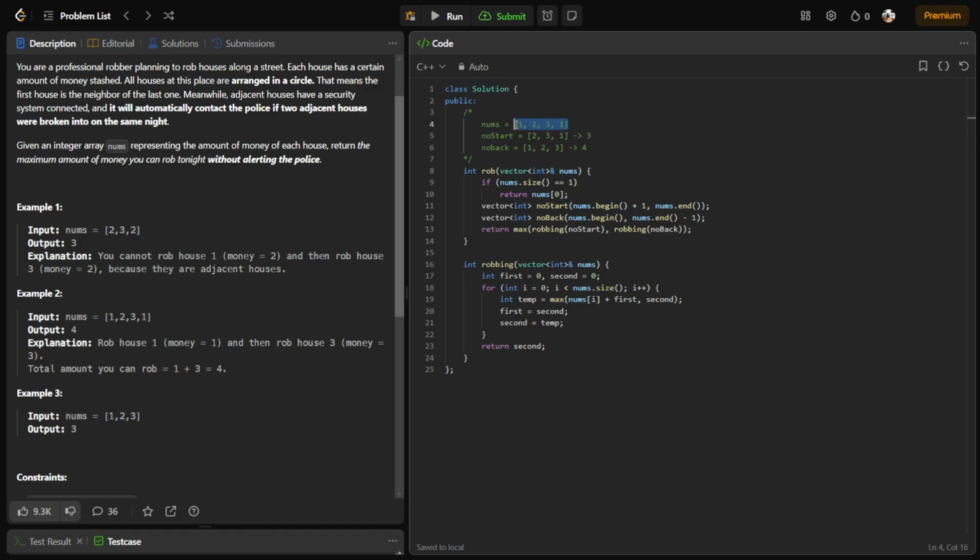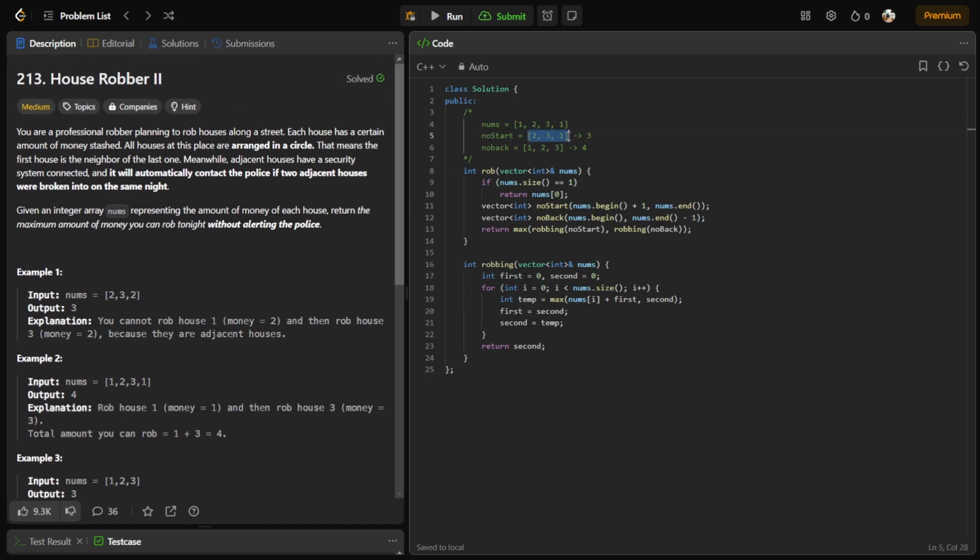But using this example and this way of breaking the circle of houses into two rows of houses, we can find out the maximum amount of money we can rob from these circular houses, right? Just by breaking them into two. Okay, pretty straightforward. Like I repeat again, if you want to know more about how this function works, I explained it in the House Robber 1 video.